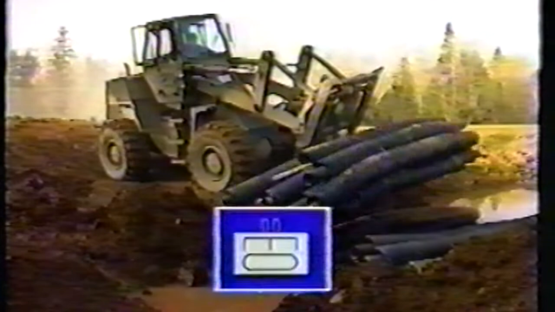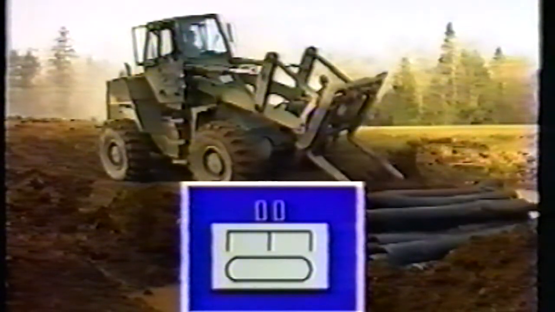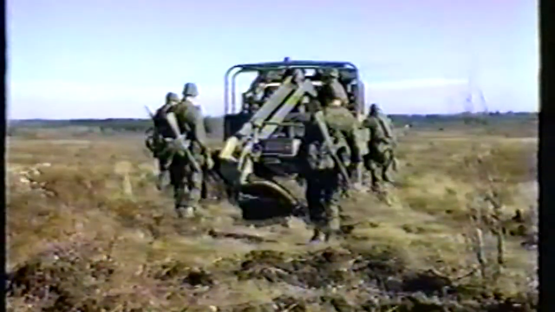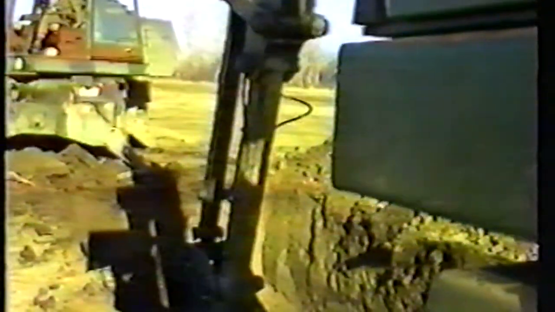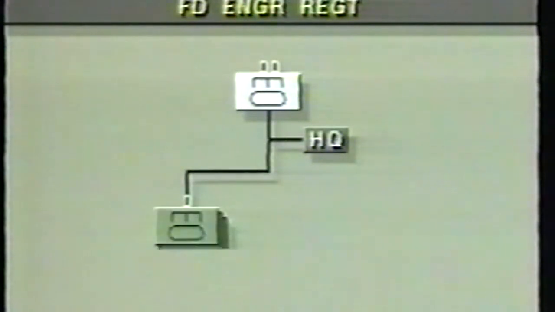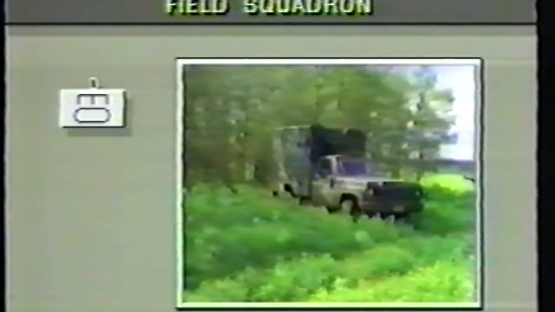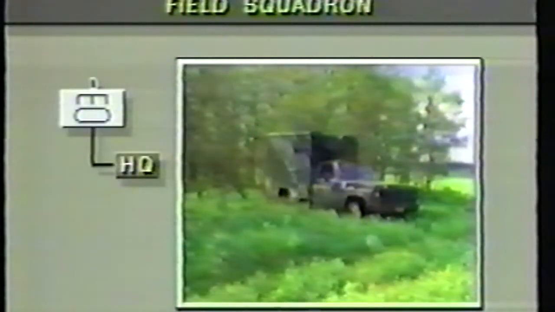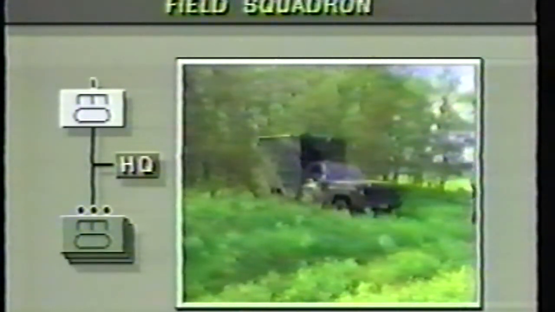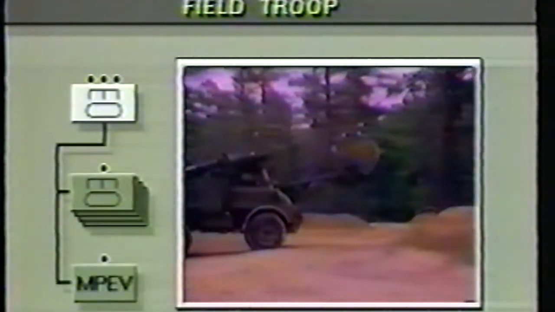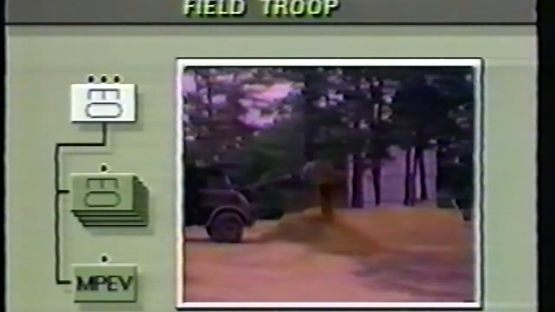The field engineer regiments provide combat engineer support to the brigades and to division troops. They are manpower-oriented and depend on the engineer support regiment for heavy equipment assistance. Each regiment is made up of a headquarters, 3 field squadrons, and an administration squadron. The field squadrons have a small headquarters and 3 field troops. Each troop has 4 field sections and a multi-purpose engineer vehicle section.